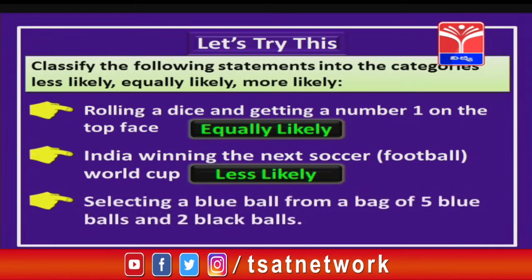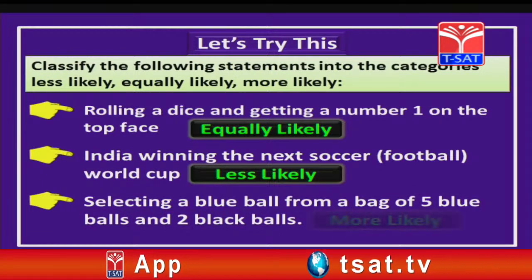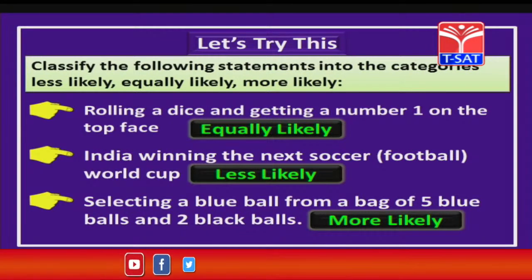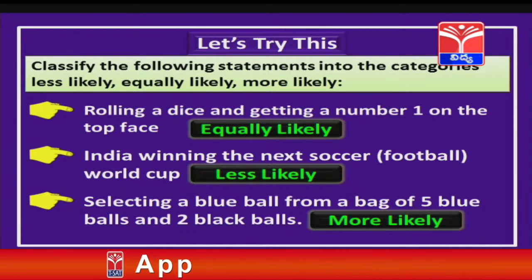Then if you consider the third question, selecting a blue ball from a bag of 5 blue balls and 2 black balls. Yes, children, it is more likely, because there are more blue balls than black balls. So, the chance of selecting the blue ball will be more. So, that is more likely. I hope you understood the concept of equally likely, less likely and more likely, children.